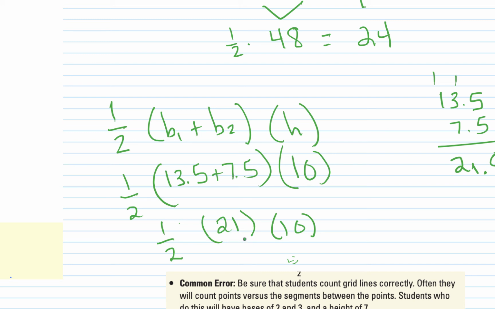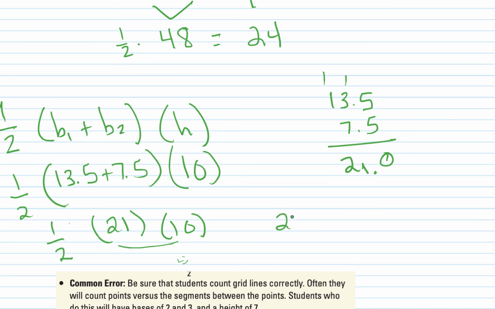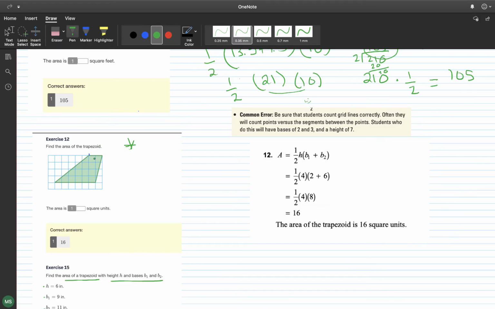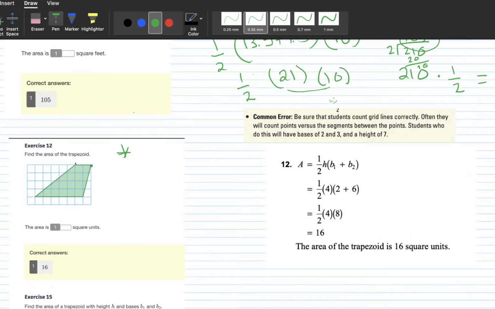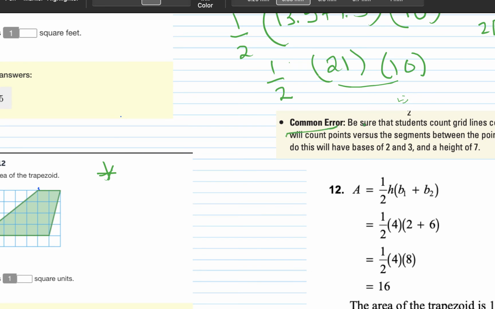What I'm going to do is I'm actually just going to multiply this out. So I know 21 times 10 gives me 210, but I also know that I have to multiply that by 1/2. And when you're multiplying by 1/2, you know that you're just simply splitting the number in half, right? So half of 210 is 105.